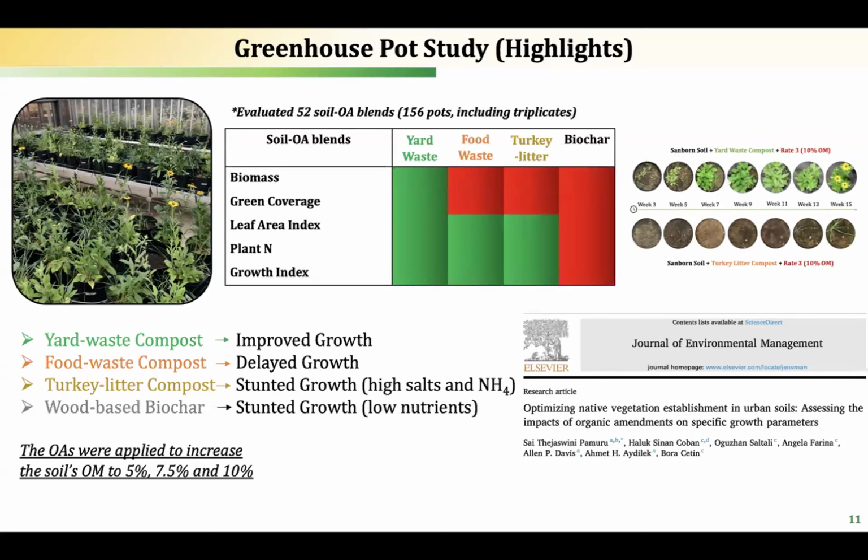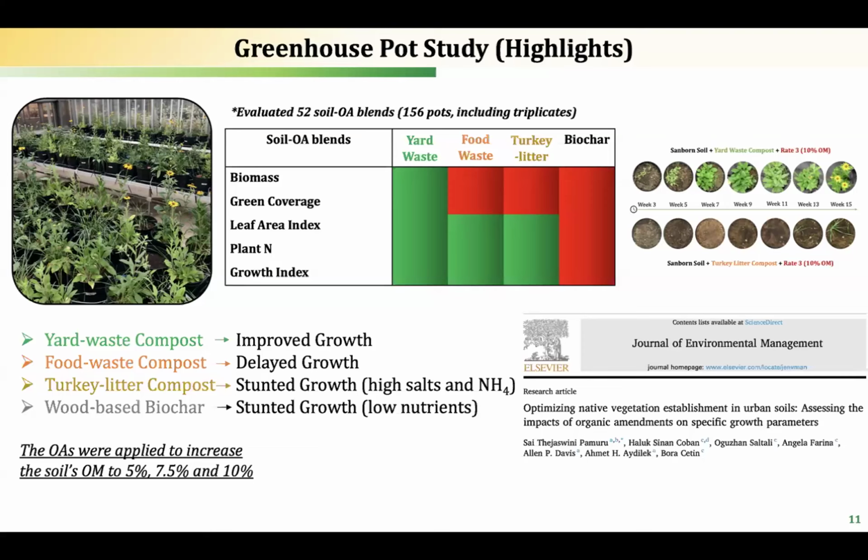Overall, as you can see, yard waste amendment positively influenced the growth metrics like plant coverage, biomass, leaf area, while biochar had a clear negative influence. Now, this is due to the low nutrient levels that biochar possesses, particularly nitrogen.